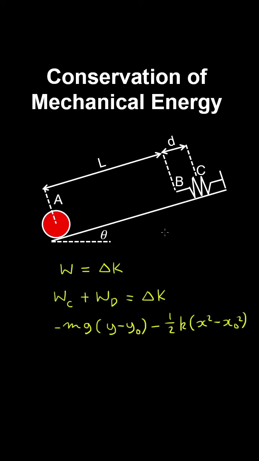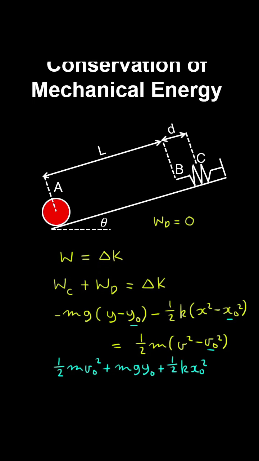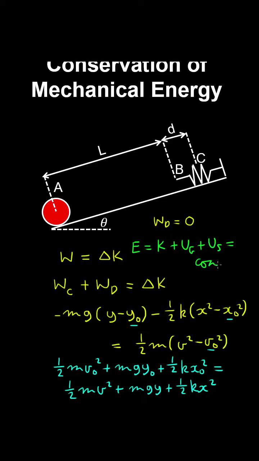We'll take the special case where there are no dissipative forces, so on the right hand side we have the change in kinetic energy. Now we take the initial terms to the left hand side of the equation, and the final energies to the right hand side. This is the statement of the conservation of mechanical energy, which states that the total mechanical energy is constant in a conservative system. If there were dissipative forces acting on a particle, the work done by the dissipative forces is equal to the change in the total mechanical energy.